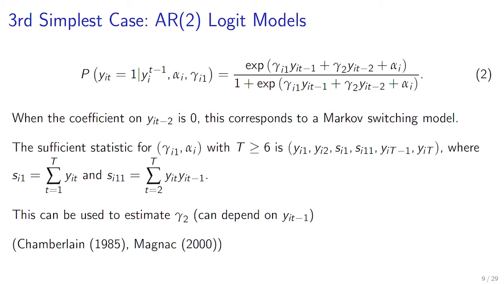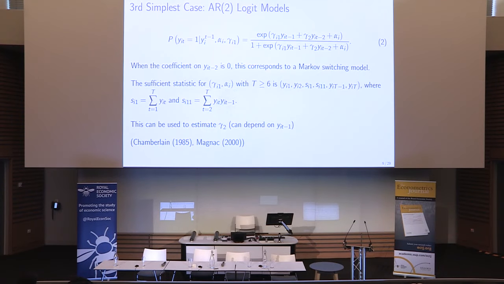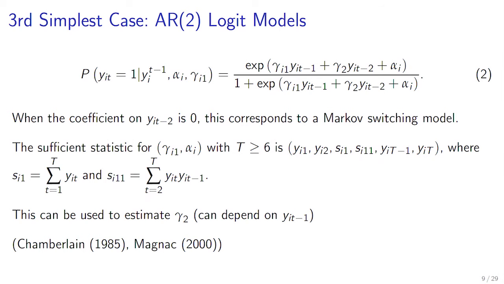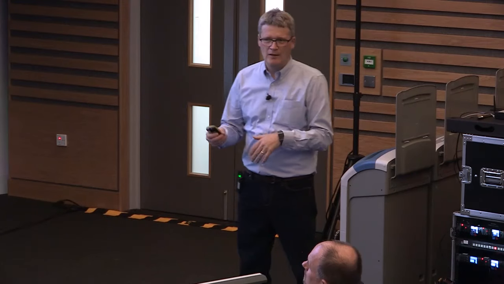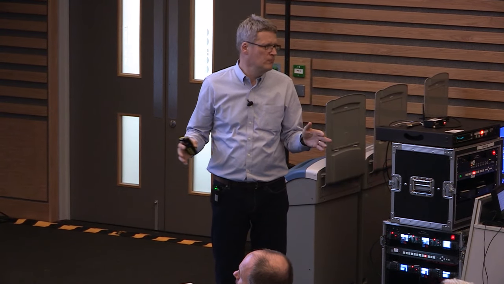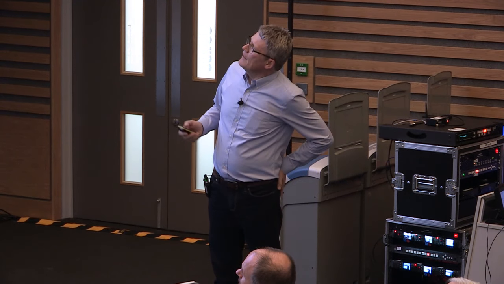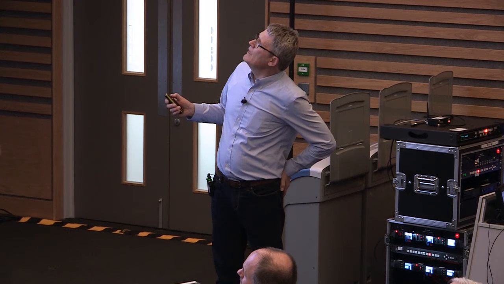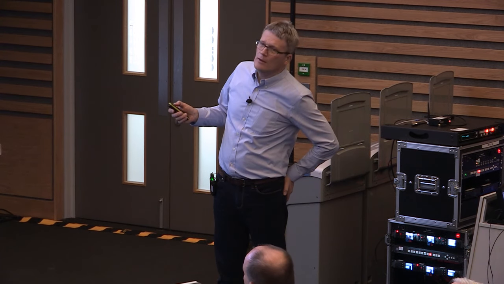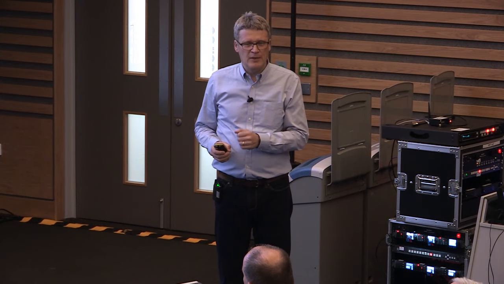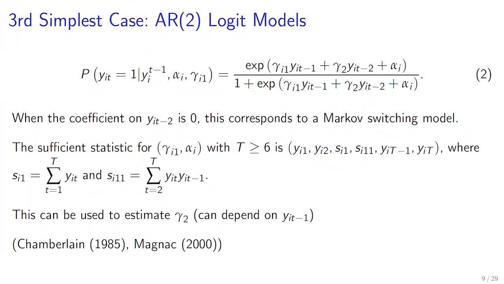It turns out again that if you write down the distribution of the data for individual i, and if you have six or more time periods, and you write down the distribution of the y's, conditional on the first two and the last two observations, the sum of the y's, and the sum of y times the lagged y, it turns out it's not difficult to write out. It's just really messy, but nothing hard. It turns out that that distribution depends on gamma 2, but it does not depend on alpha. It also does not depend on gamma 1, which you can think of as good news because it means that we can identify gamma 2 without ever making any assumptions about gamma 1. In particular, gamma 1 can be individual specific.